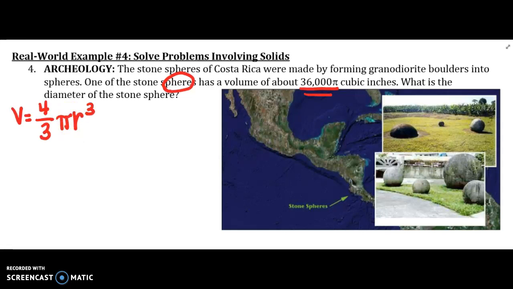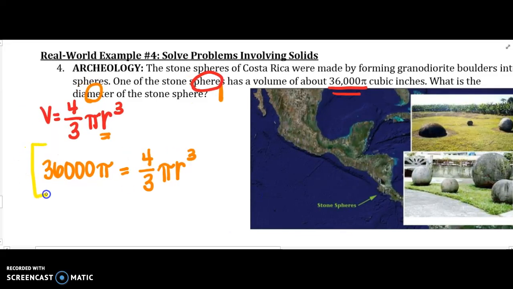All right, and I have volume, so I need to know what the diameter is. So obviously I need to solve for the radius, and then, of course, multiply it by 2. So I'm just going to plug in 36,000 pi equals 4/3 pi r cubed. So I'm going to multiply both sides by 3/4. Get rid of my fraction. So that cancels over here. 3 times 36,000. Then I'm going to divide it by 4.